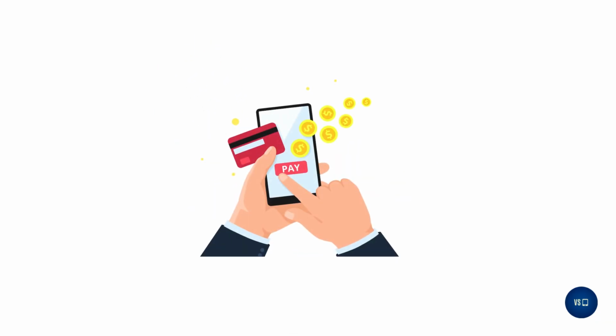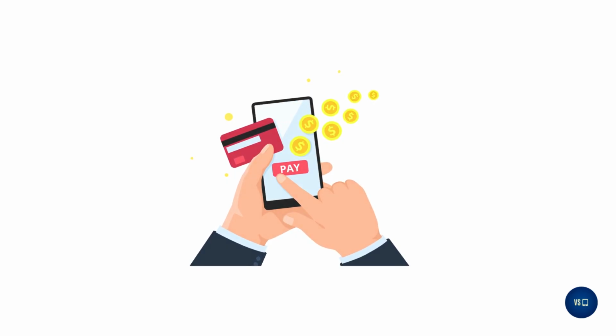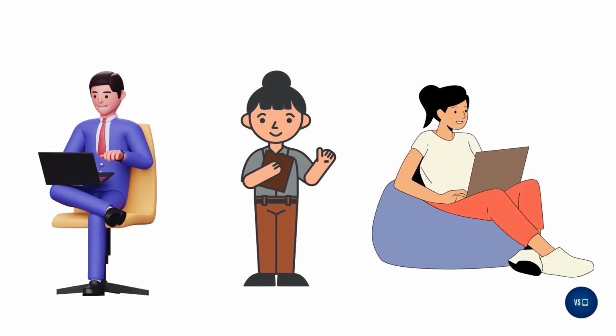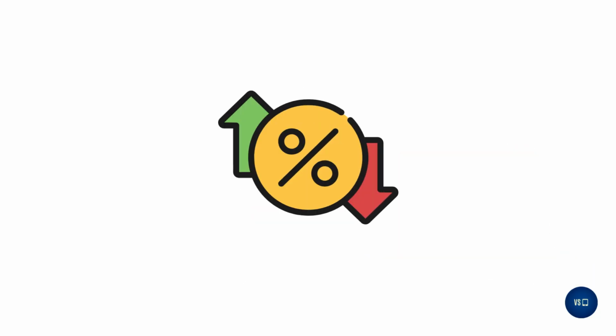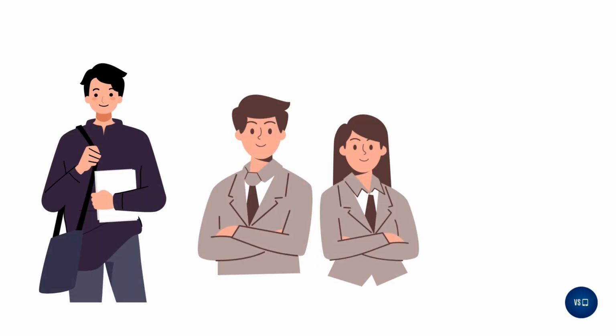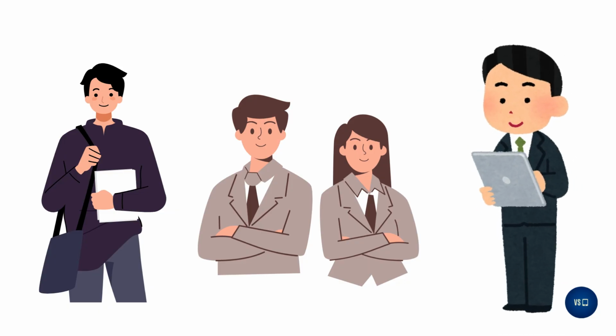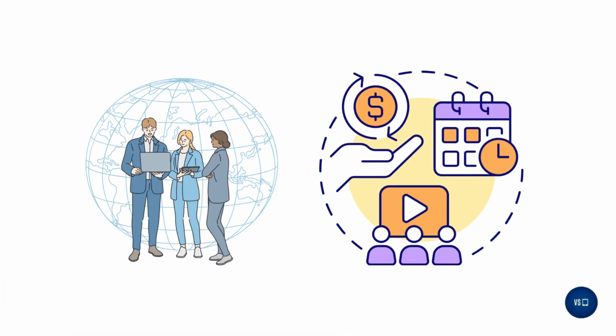A current account, on the other hand, is built for people who need to move money frequently, like business owners, shopkeepers, or freelancers. It usually does not offer interest, but you can deposit or withdraw as often as you like without limits. So, if you are a student, a salaried employee, or someone looking to slowly build savings, a saving account is the way to go. But if you are running a business or making regular payments, a current account gives you the freedom you need.